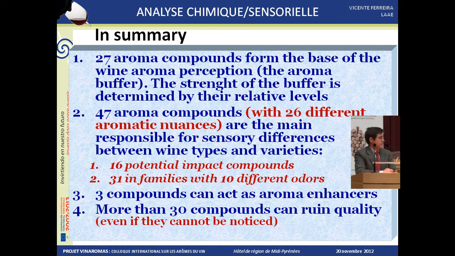So, in summary, as you see, there are 27 aroma compounds that form the base of wine aroma, exerting what we call the aroma buffer. And the strength of that buffer is determined by the relative levels of these compounds. There are 47 aroma compounds with 26 different aromatic nuances that are mainly responsible for sensory differences between wine types and varieties: 16 potential impact compounds, and 31 in families with 10 different odorants. There are 3 compounds that can act as aroma enhancers, and there are more than 30 compounds that can ruin quality. Okay?